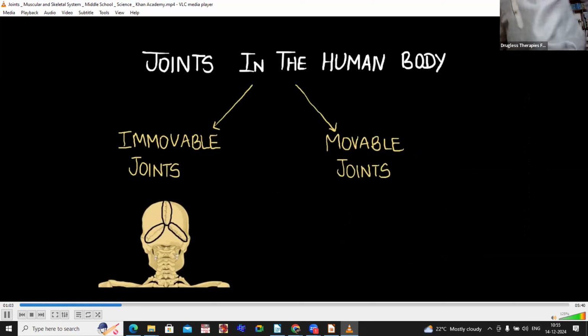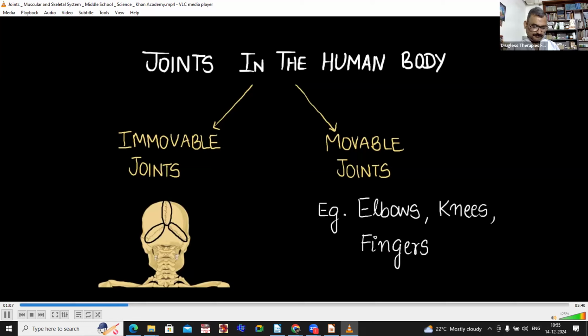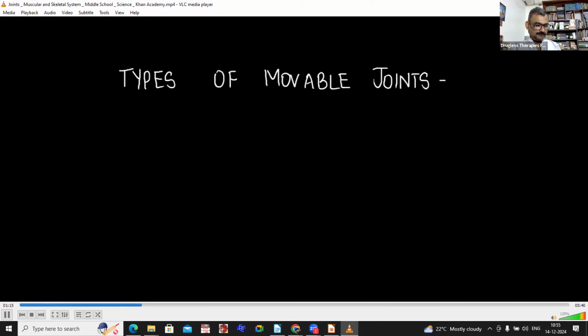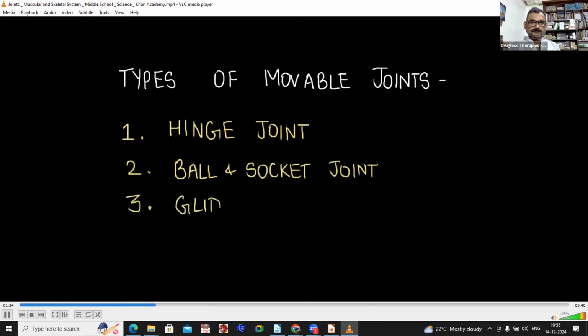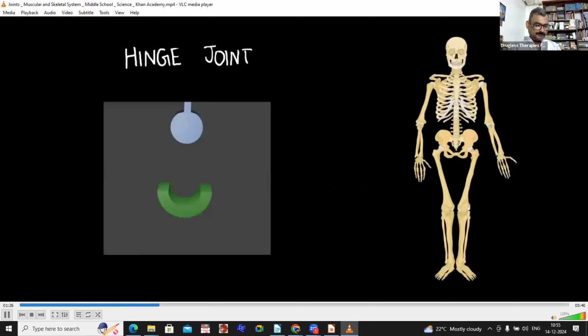On the other hand, we have movable joints. For example, elbows and our knees and our fingers, we have lots of different joints where there's room for movement. And in this video, we'll be discussing movable joints in more detail. Now, there are lots of types of movable joints. We'll discuss 3 of them in this video. The hinge joint, the ball and socket joint, and the gliding joint. Let's start with the hinge joint.